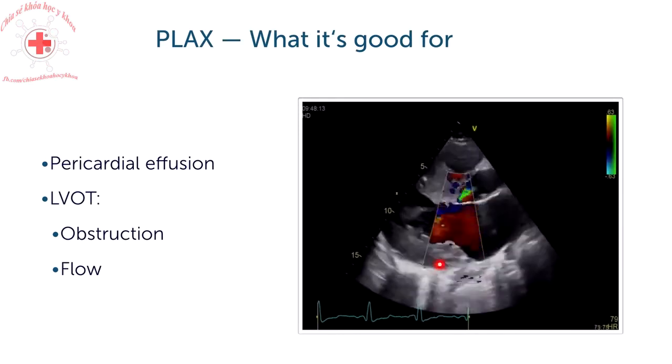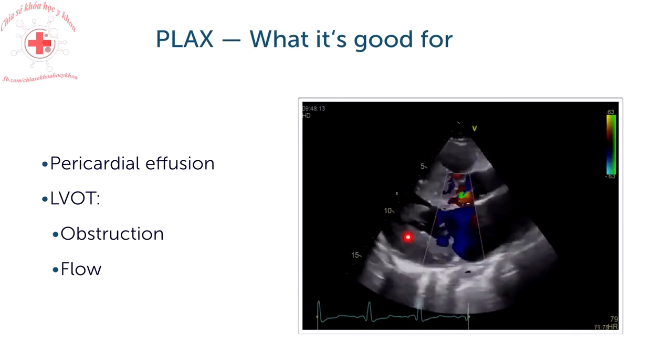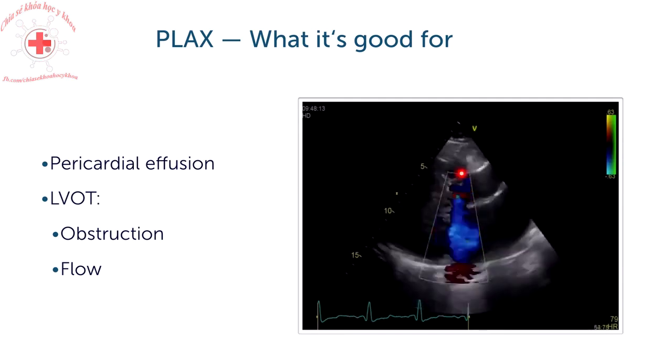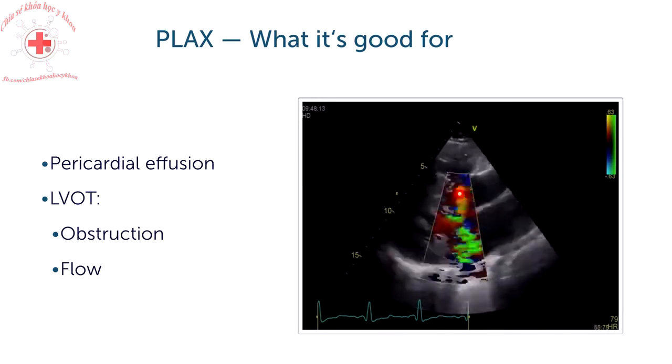You can detect pericardial effusion, which might be located right here. You can see the outflow tract very nicely. You're very close actually to the transducer, so it gives you the possibility to detect pathologies such as an LVOT obstruction, as in this example where we have a hypertrophic cardiomyopathy.